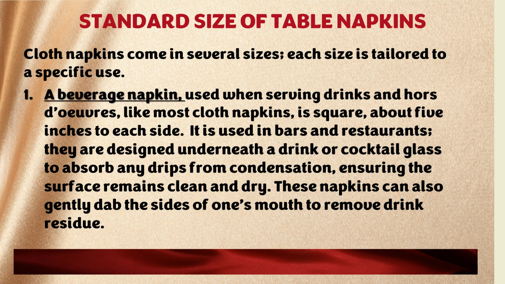Cloth napkins come in several sizes. Each size is tailored to a specific use. First is the beverage napkin. Used when serving drinks and hors d'oeuvres, like most cloth napkins, is square, about 5 inches to each side. It is used in bars and restaurants. They are designed underneath a drink or cocktail glass to absorb any drips from condensation, ensuring the surface remains clean and dry. These napkins can also gently dab the sides of one's mouth to remove drink residue.